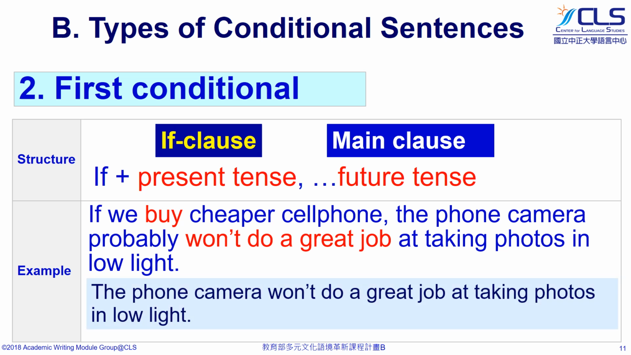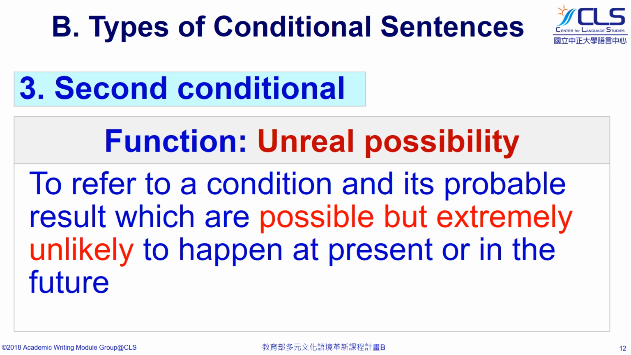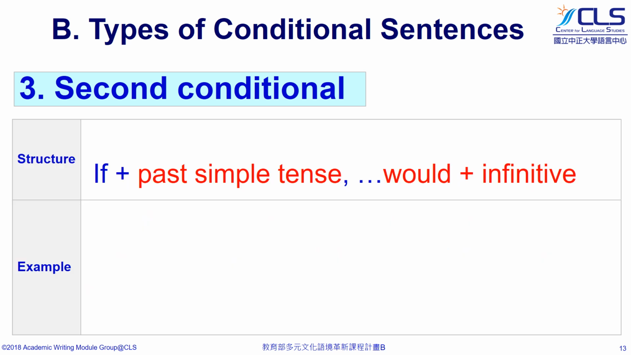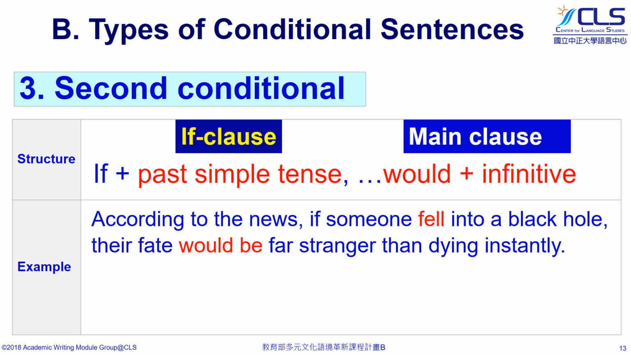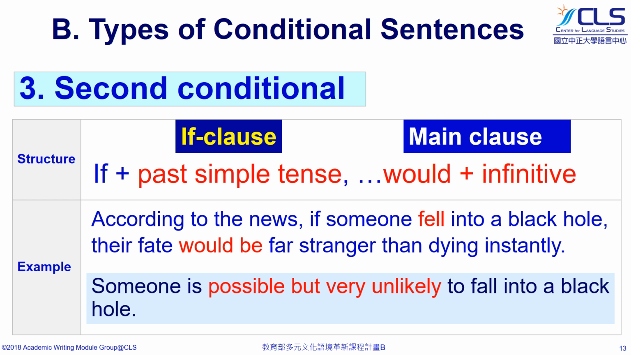It shows that it's very possible that the phone camera won't do a great job at taking photos in low light. Next, second conditional is used to refer to a condition and its probable result, which are possible but extremely unlikely to happen at present or in the future. Past simple tense is used in the if clause, while would and infinitive is used in the main clause. As can be seen in the sentence, fell is used in the if clause, while would be is used in the main clause. And it means it is possible but very unlikely for someone to fall into a black hole.